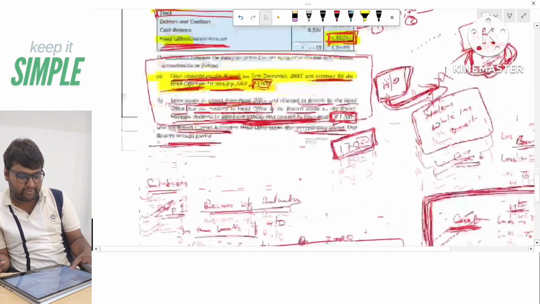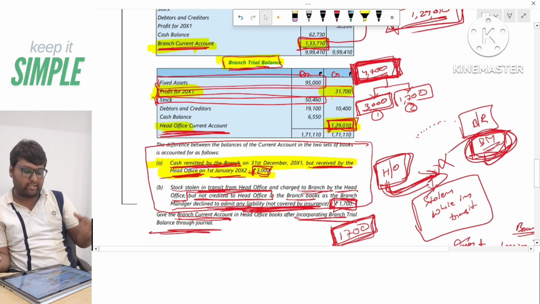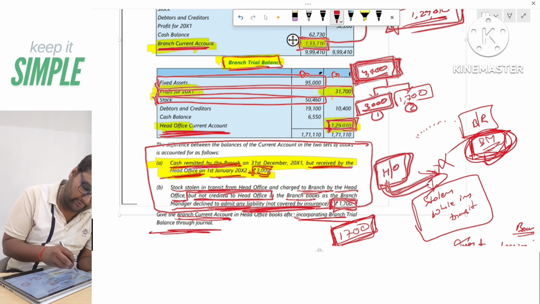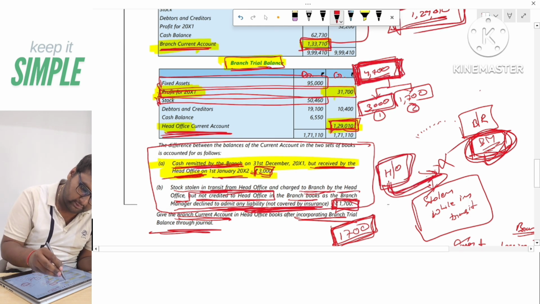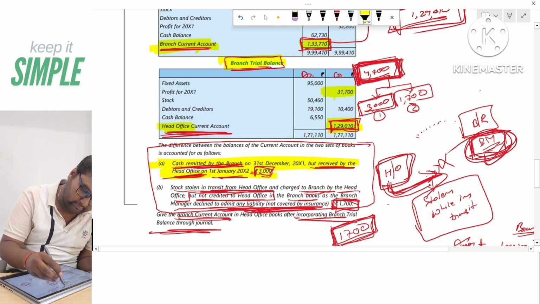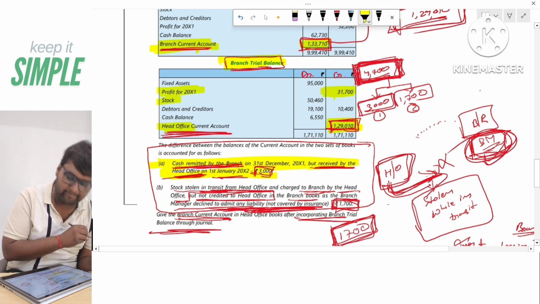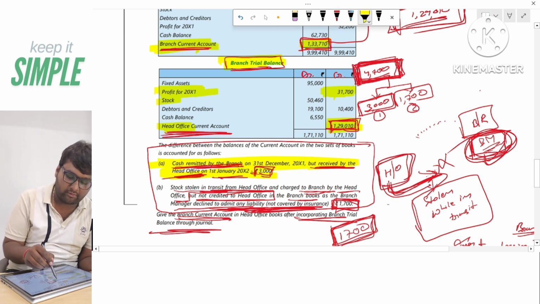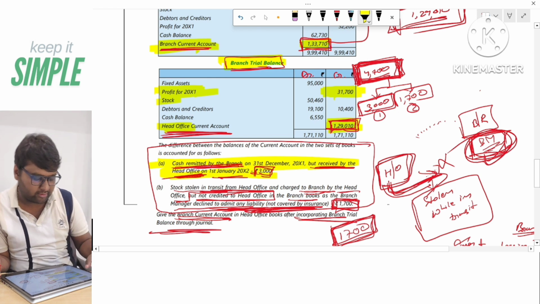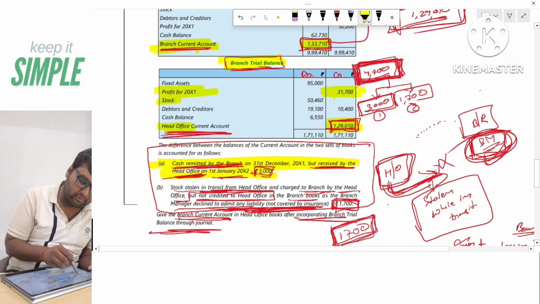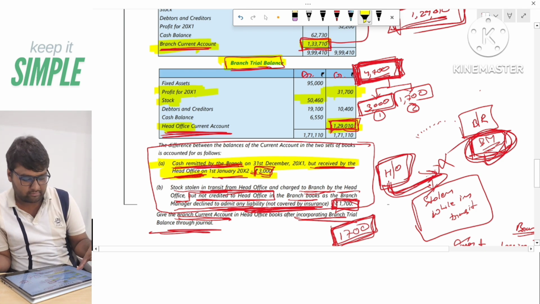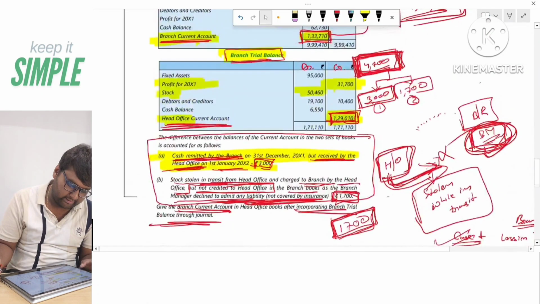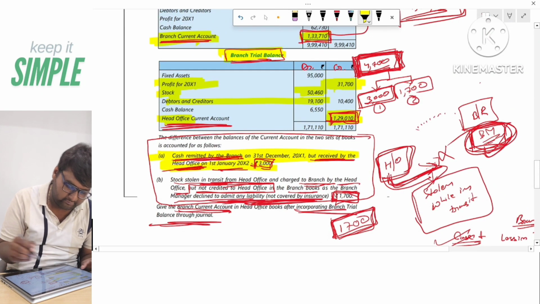50,460. Because if it were opening stock, then it would have been taken into account while preparing the trading account. But as we have already been given the profit, it cannot be opening stock, no? Understood? Because while calculating the profit, the adjustment for opening stock would have been done. Only the adjustment of closing stock would be left, that is, we have to take it into balance sheet. That's why this is the closing stock. Correct. Then debtors and creditors, 19,100 and 10,400.